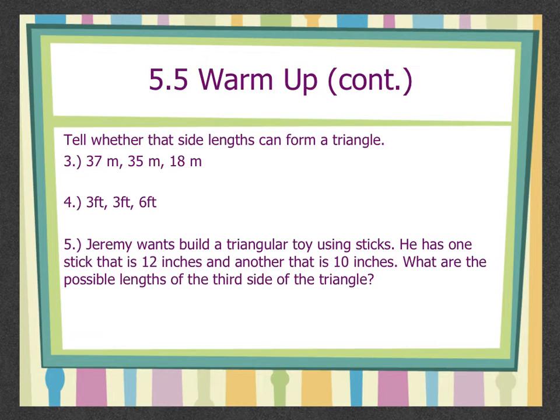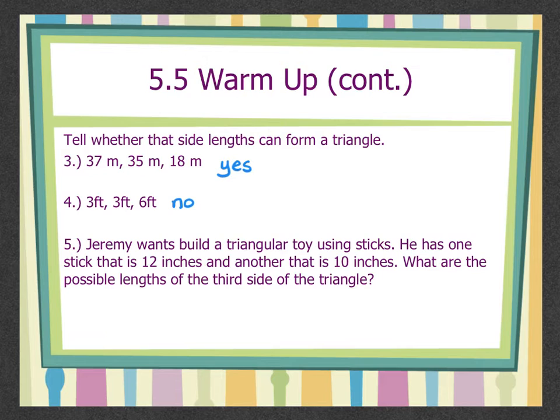Okay, and then we got into the triangle inequality theorem, which said that the sum of any two sides has to be greater than the length of the third side. So this one says, tell whether the side lengths can form a triangle. So if I look at number 3, I would take the two smallest sides, right? 18 and 35, is that going to be bigger than 37? Yes, so this is a yes. And then 4, 3, 3, and 6? No, because 3 plus 3 is 6, not bigger than 6, right?